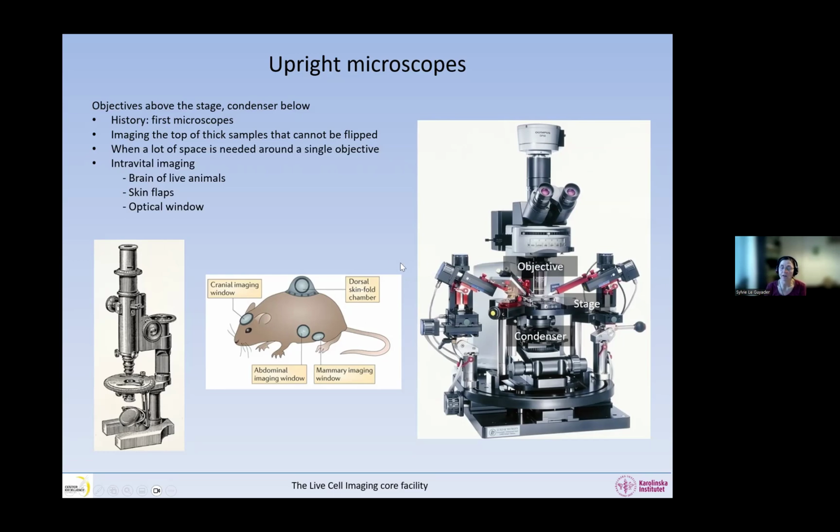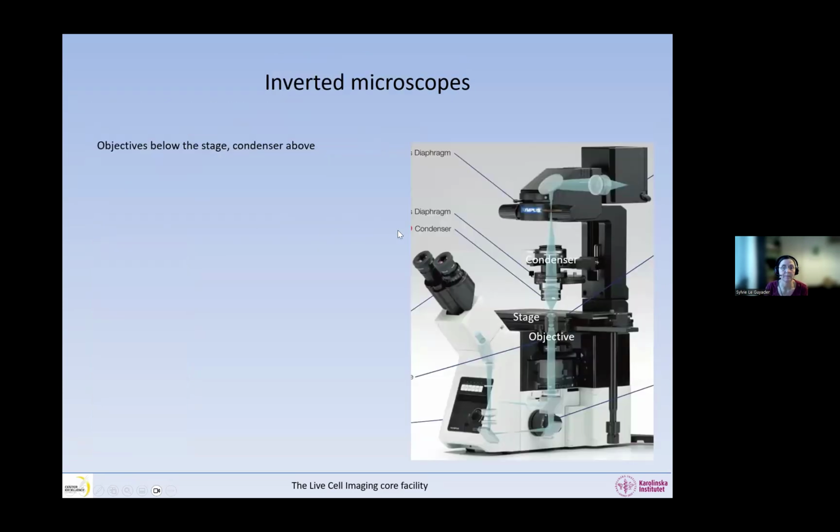But these are, as you see, specialized reasons to use upright microscopes. The disadvantage is that because the objective is at the top and goes quite close to the sample, you're restricted in the stage movements. For example, you will not be able to use multi-well plates, and the objective will bump into the dish quite easily. So now, the inverted microscope.